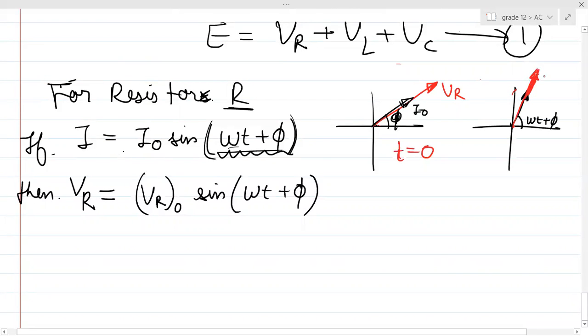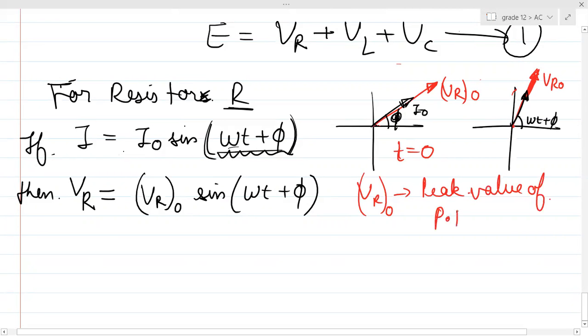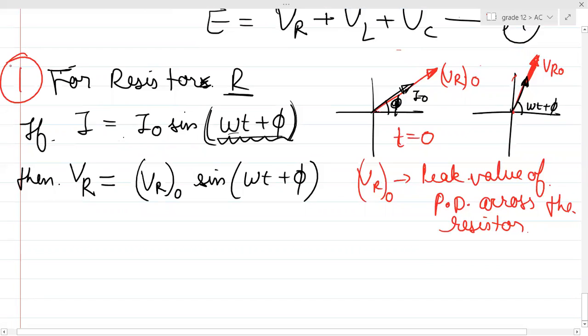Is this clear? And this will be VR naught. Please remember, what is this VR naught? Guys, what is this VR naught? Exactly, the peak value of the potential difference across the resistor. This VR naught may be equal to E naught, or it may not be equal to V naught. Are you getting my point? It can be anything. So this thing is clear for resistance. You know, these two equations when we made, this is clear, right?